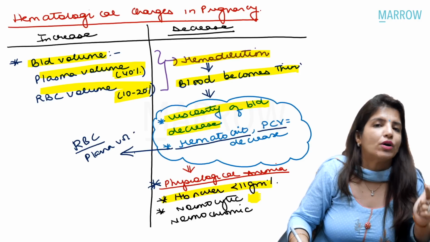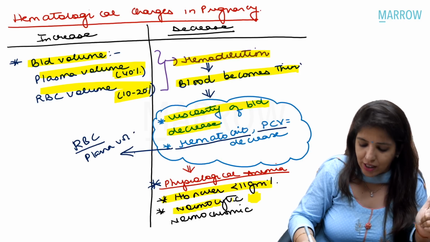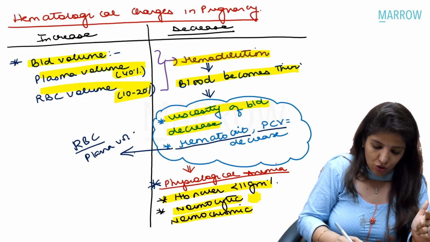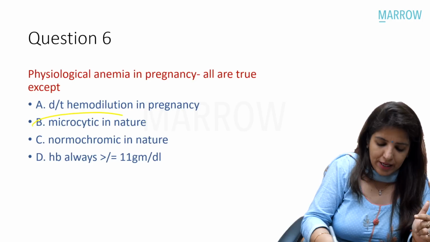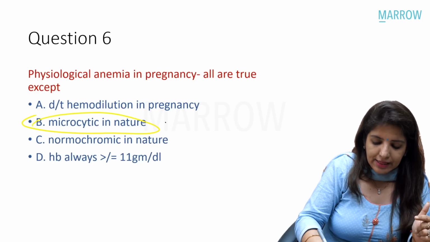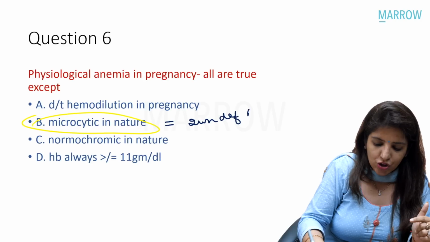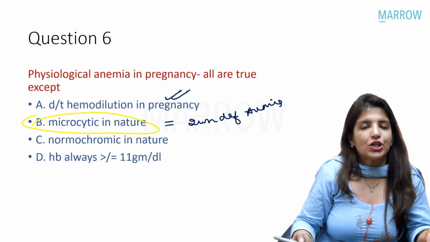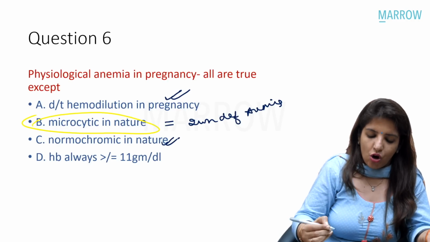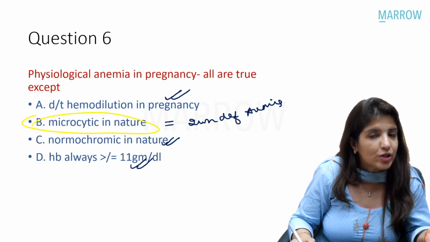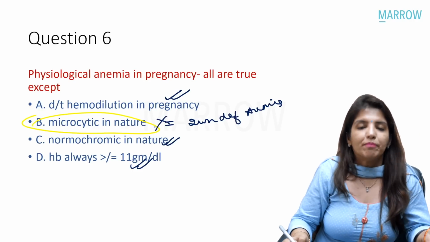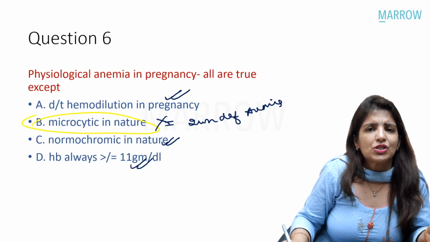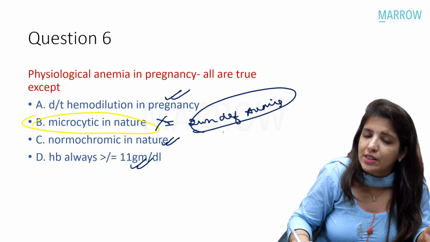Number two, this anemia is normocytic, normochromic in nature. I am telling you this because if the anemia is microcytic in nature, that means it is iron deficiency anemia and it is not physiological anemia. So yes, physiological anemia is due to hemodilution. It is normochromic in nature. Hemoglobin is always more than 11, but it is not microcytic. It is normocytic in nature. What is the most common anemia seen during pregnancy? It is iron deficiency anemia.